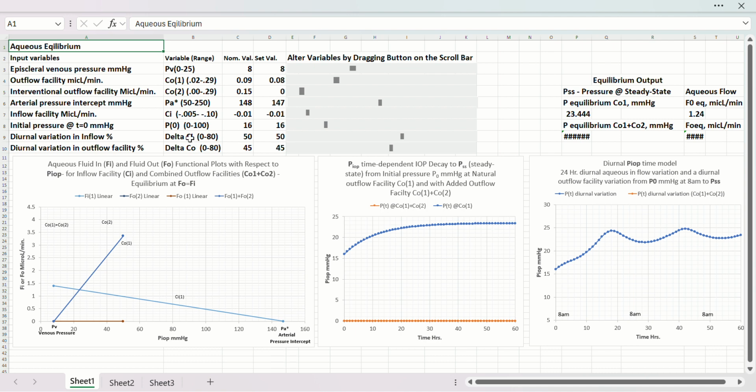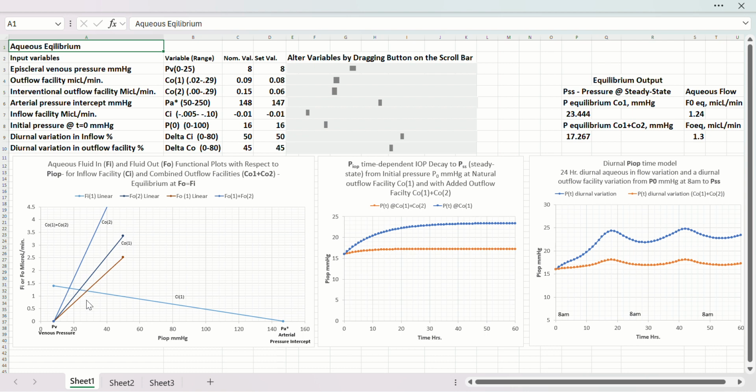So we'll go down here to what we call interventional outflow facility, and we'll increase that by 0.06. Let's bring that up to there, and now we have several different lines on here. One is the original prior to intervention, and the second is intervention. And we see that there is this reduction in intraocular pressure.